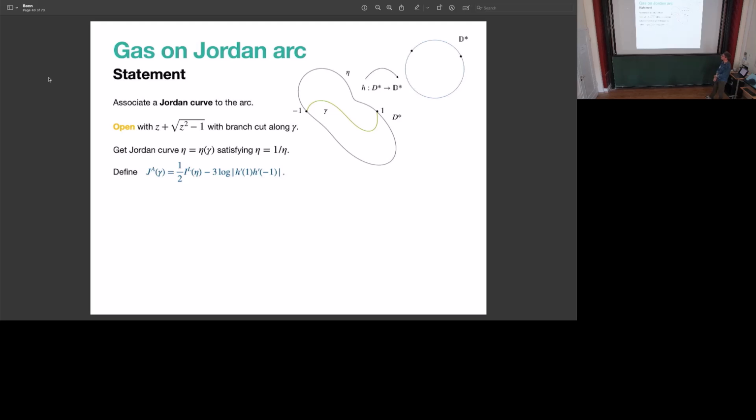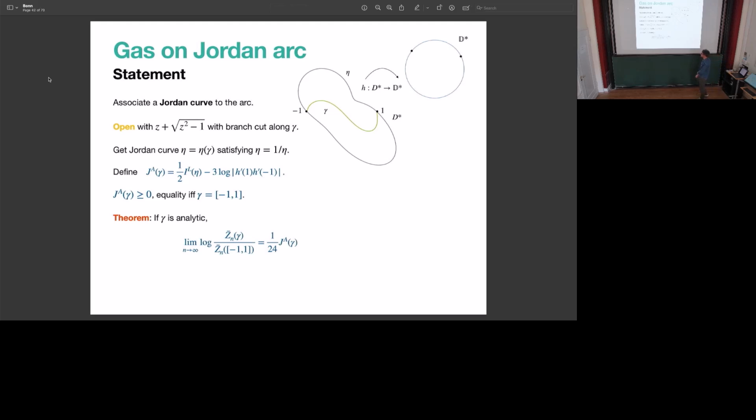Actually, it's not a priori obvious that this is even non-negative, but this you can check. It's actually a non-negative number, and it's 0 if and only if you started with the line segment.